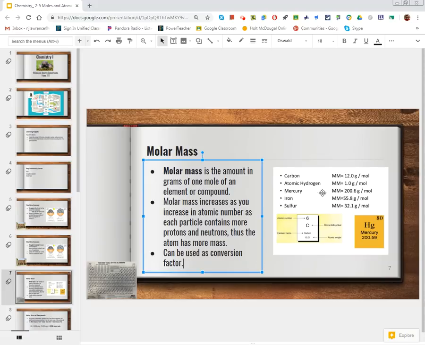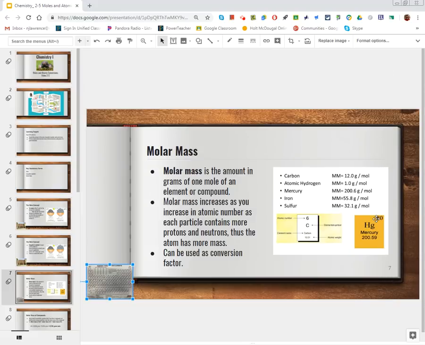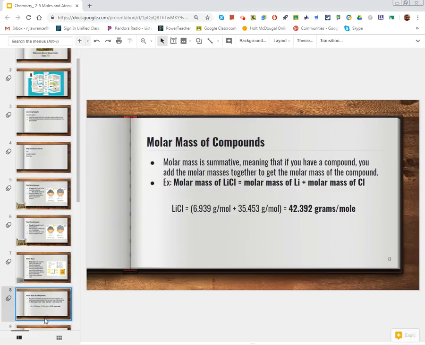And again, where do I come up with these numbers from? We get them off our periodic table. We'll use the conversion factors here in a second. Here you can see hydrogen is at 1. You can see carbon as 12. You can see mercury down here as a 260, I think it says there. Or 200.6. But again, molar mass is just simply the mass of 1 mole, grams per 1 mole.